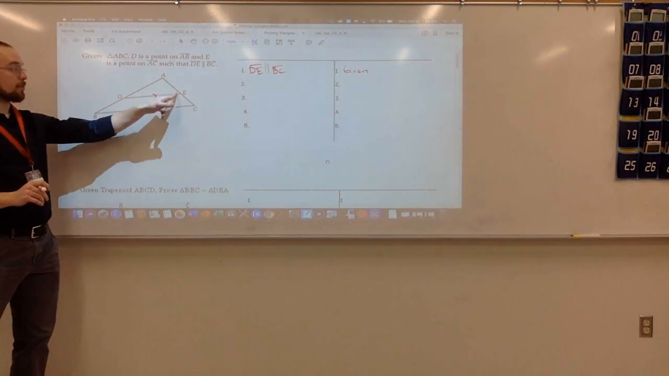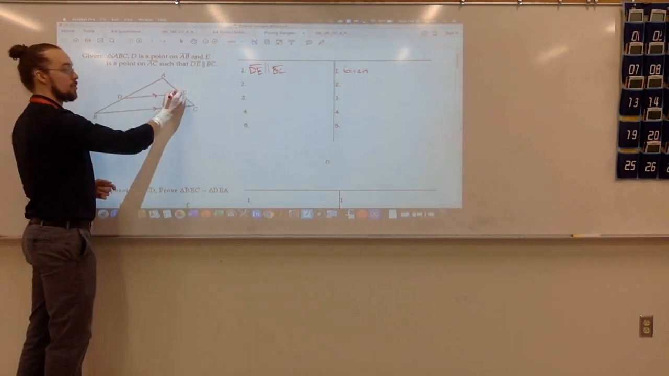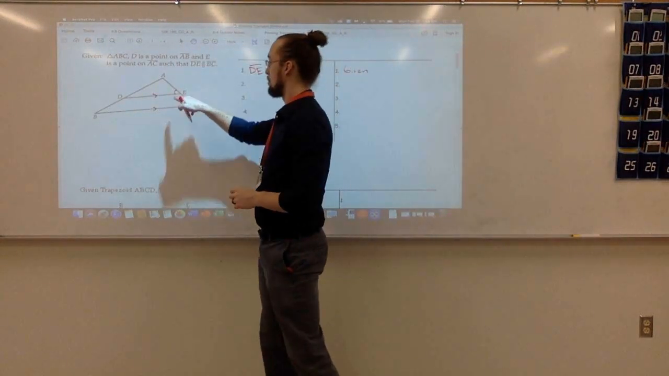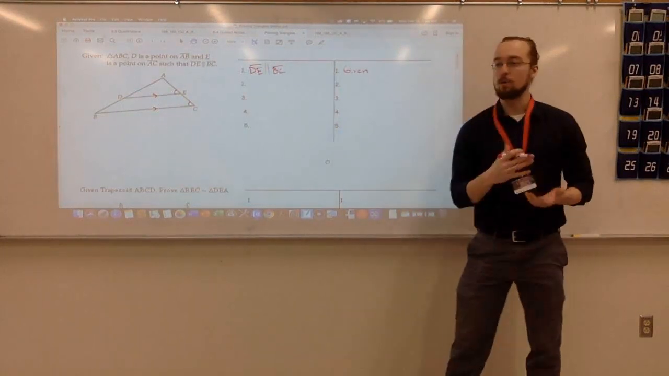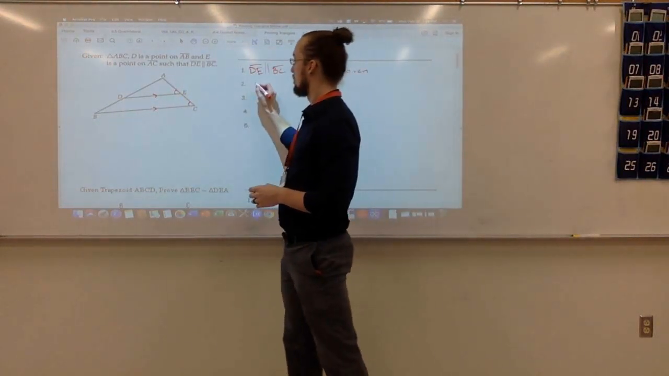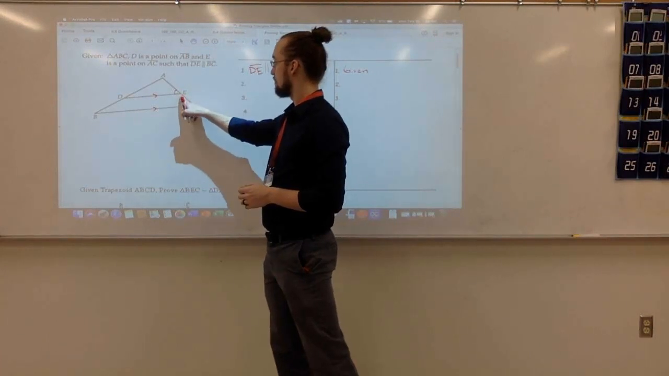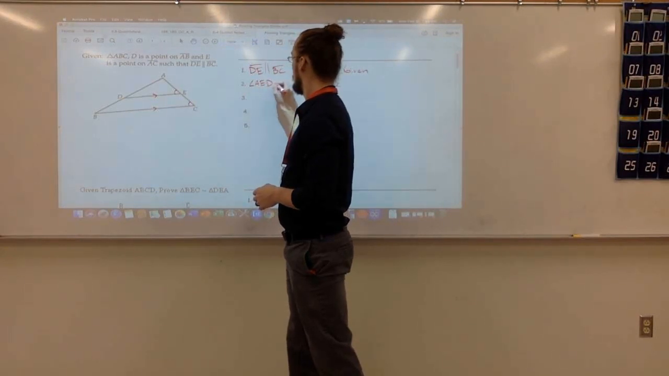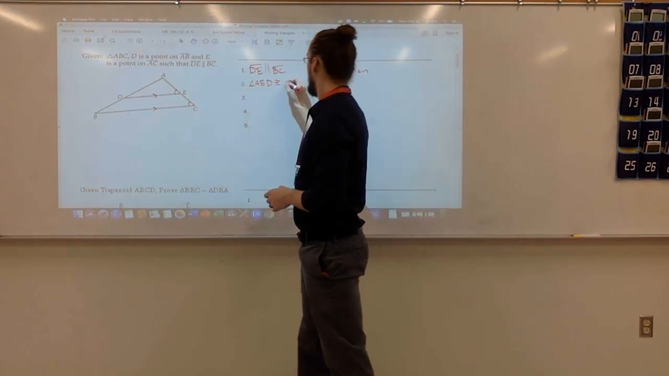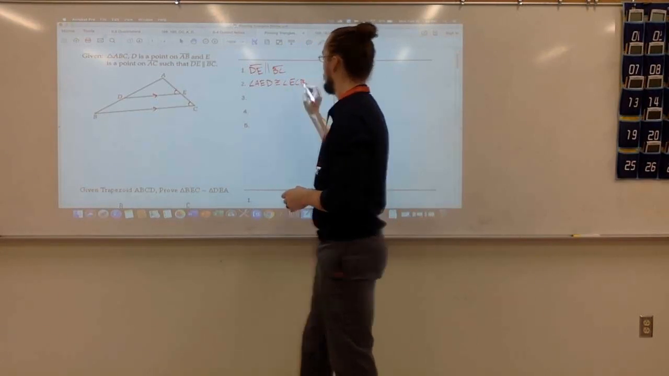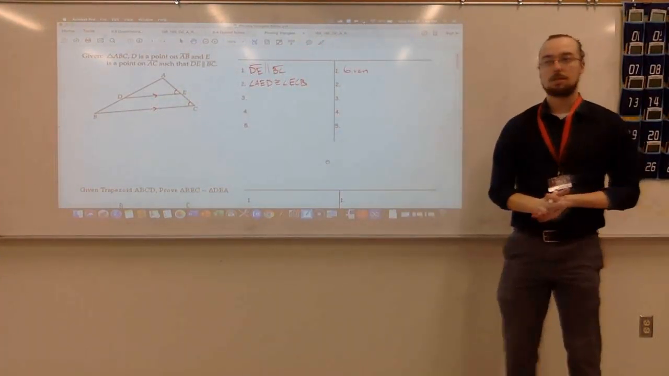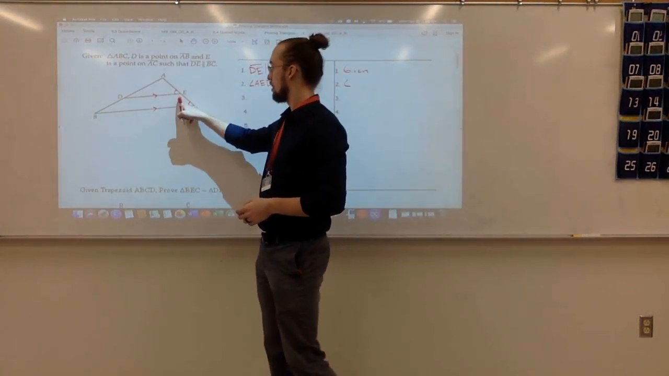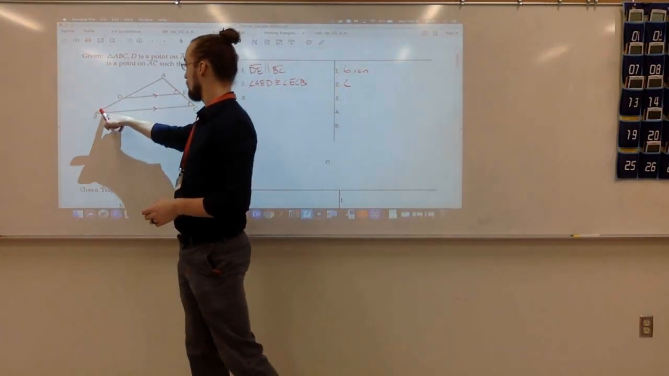So, yeah, that would be one pair. I can say these two would be corresponding angles. Now, I would have to name this one using three letters, though, because there are multiple angle E's. Bottom E, yeah, that would be one way to name it. AED is congruent to ECB.